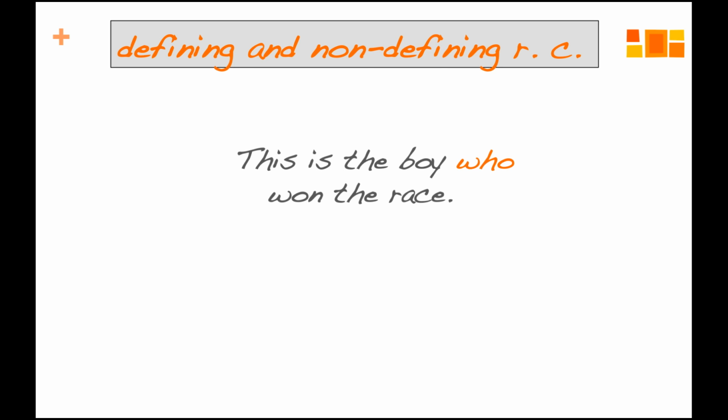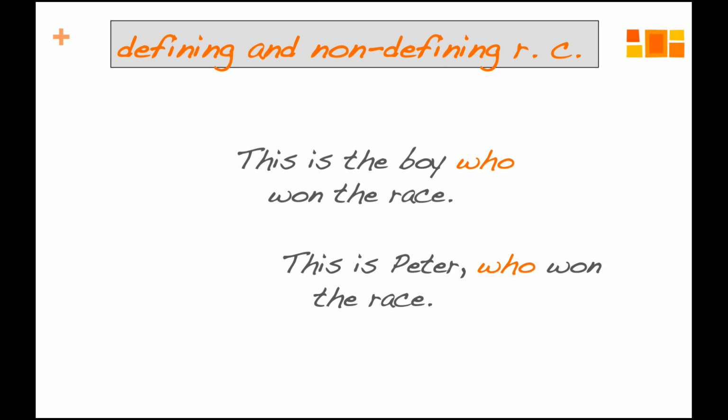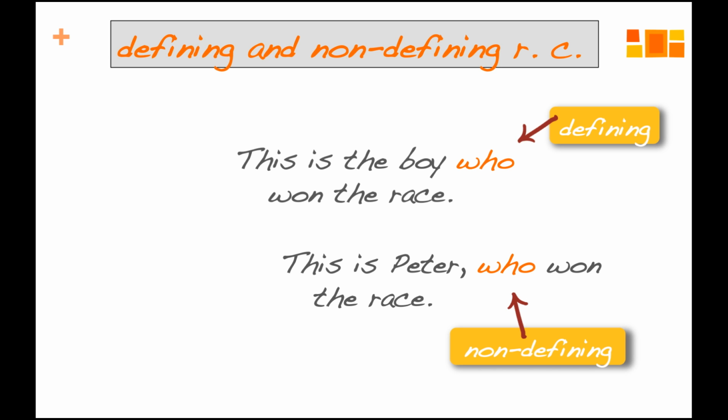Let's start with two examples. This is the boy who won the race. And second example, this is Peter who won the race. Now, to make a long story short, who won the race in the first example is a defining relative clause, and who won the race in the second example is a non-defining relative clause. And now let's look for the differences.